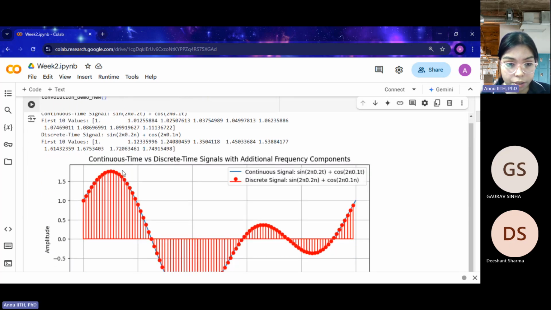See, so this is what. So this particular one is a continuous time signal. It's the blue color, and that is overlapped with the red. And now this red color is the discrete signal. So this is what the discrete signal is.